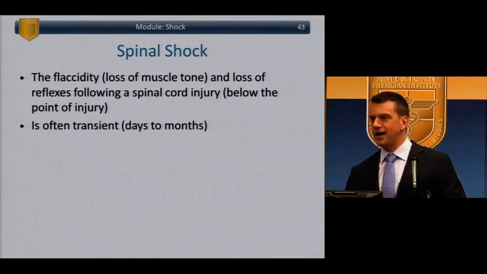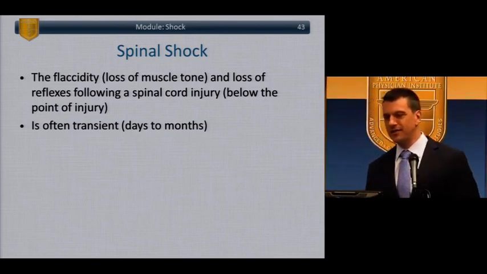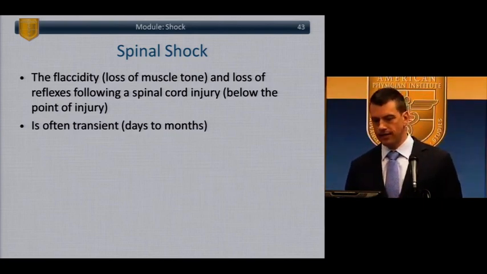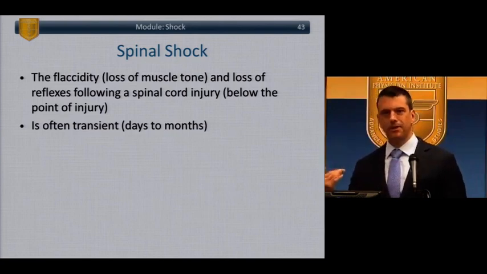Spinal shock is related to neurogenic shock, and this is a constant confusion. But this is the flaccidity or loss of muscle tone and reflexes following spinal cord injury below that point of injury, and there's also a loss of vasomotor tone there. This can be transient. It will often recur. One of the big differences is that usually in spinal shock alone, you will not see the bradycardia or the cardiac manifestations because it's below that outflow.